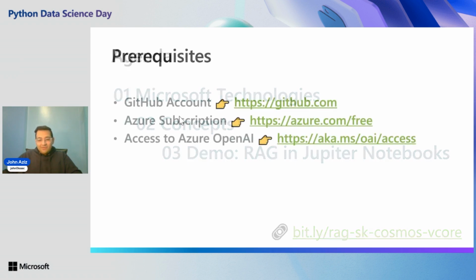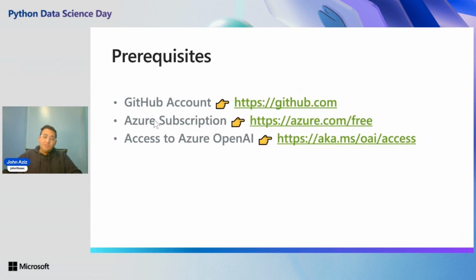So these are the prerequisites if you want to follow along with me today. You need a GitHub account, you need an Azure subscription. You can activate your free Azure subscription right now. And if you are a student, you will have another benefit, Azure for Students, which is another type of free subscription. And you need to apply for Azure OpenAI access. If you have not already applied for Azure OpenAI access, you won't be able to complete the demo with me. So if you do have Azure OpenAI access, I really encourage you to try and follow along.